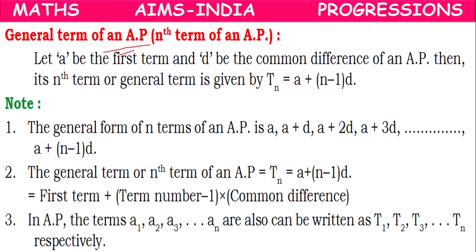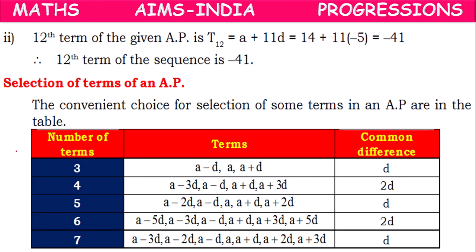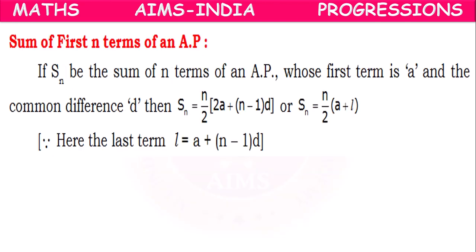So general term of AP, about this we have discussed already, which is represented as Tn equal to a plus n minus 1 into d. And selection of terms of an AP while solving the problems: if you want to take 3 terms, we can take like this. If you want to take 4 terms, we can take like this. Up to here, already we have discussed, children.